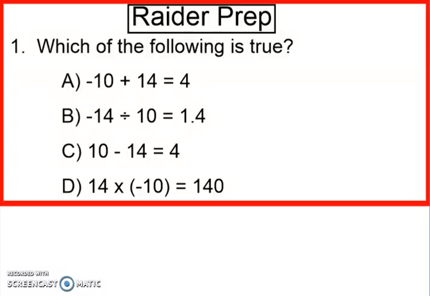All right, guys, so we're actually going to start off with a little bit of a review from Math 7. So here's your first question. Go ahead and try it out.